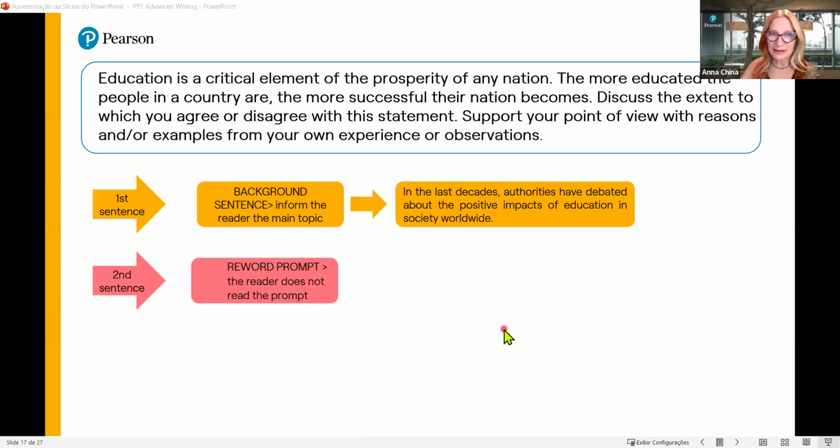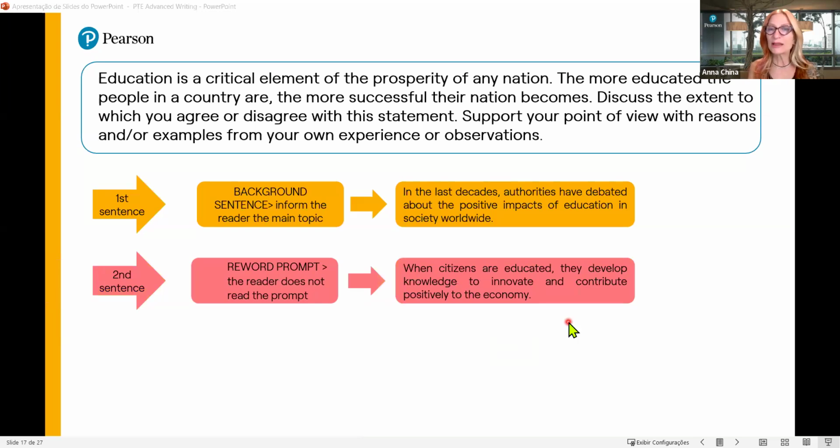The second sentence, we reword the prompt. Why do we reword the prompt? Because the reader, in fact, in the real world, doesn't read the prompt. So the essay has to be independent. So you have to set the stage. The writer has to set the stage for the reader.